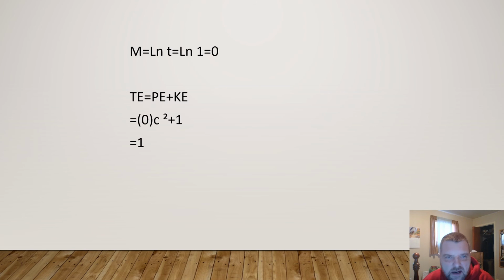So mass is equal to ln of t, which is equal to ln of 1, which is 0, so the mass is 0. Mass is potential energy, so 0 c squared, plus the kinetic energy is time, which is 1. The total energy is 1, which we know to be true.